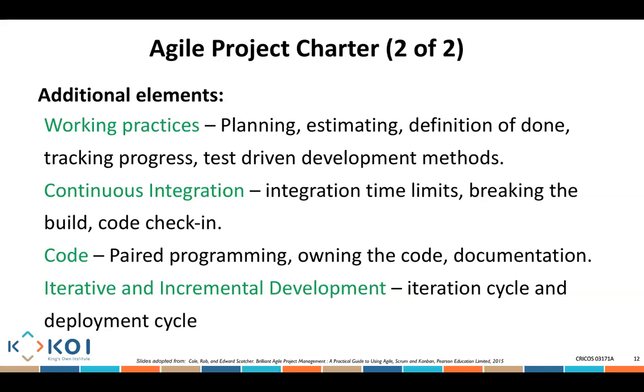Integration time limits, when it needs to be done. Breaking the build into smaller pieces. You create the code and then check in that the code is working well. How are we going to do all of these things? How are we going to code? For example, there's something called paired programming. In other words, two people sit next to each other and program at the same time. One person programs, one person reads what is being programmed to ensure they're not making any mistakes. And then they swap. The person who was reading becomes the person writing the code, and the person next to him becomes the person reading the code to make sure it is meeting the expected requirements.